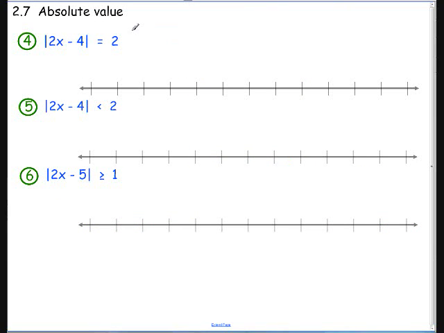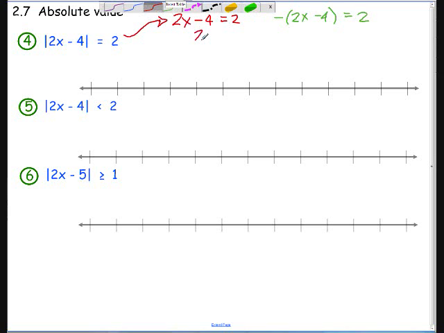So let's try these. This is either going to be, let's take the positive version of this first, 2x minus 4 equals 2, or when we take the negative version of this, it's going to be negative 2x minus 4 is equal to 2. So the positive version first. That would give us 2x equals 6, or x equals 3.